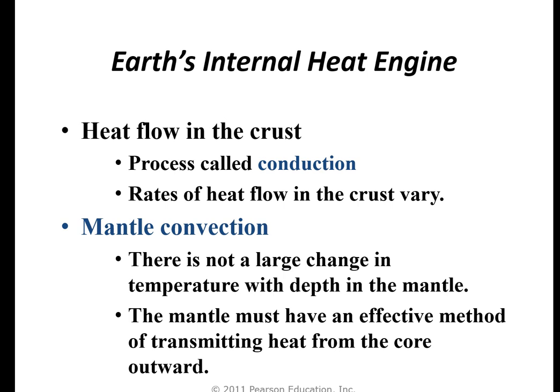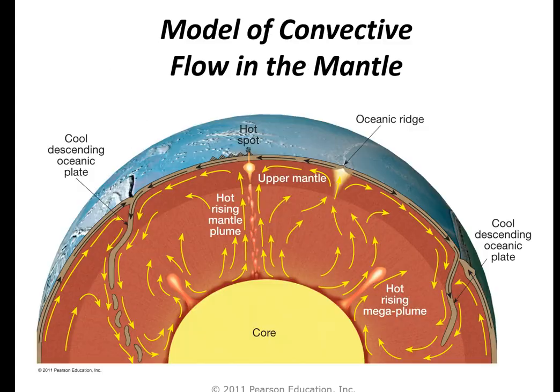In the crust, we have a process called conduction, which is the touching of physical materials, and the rates of heat flow in the crust vary. Inside the mantle, there's not a large change in temperature with depth. The mantle must have an effective method of transmitting heat from the core outward. So here we see convection in the mantle. It's kind of like a pot of boiling soup on a stove. The hot material rises to the top and then cools and sinks back down in a conveyor belt method.